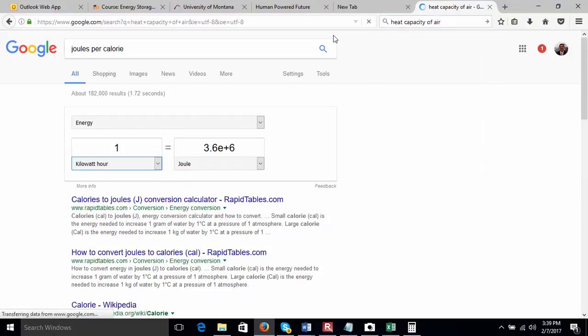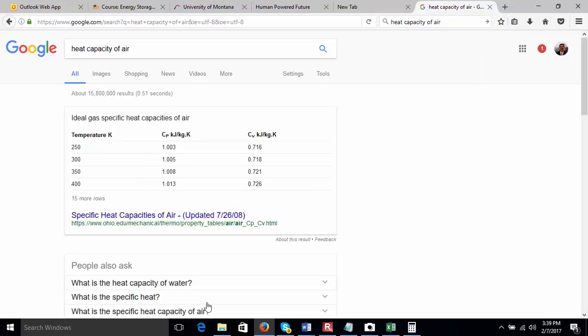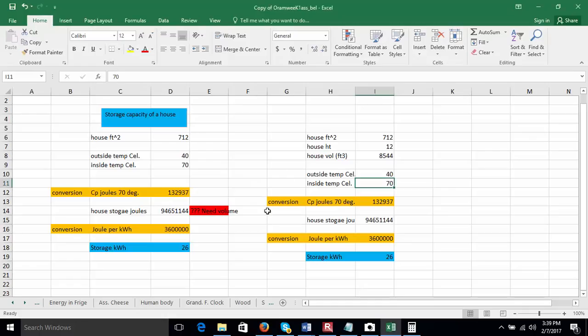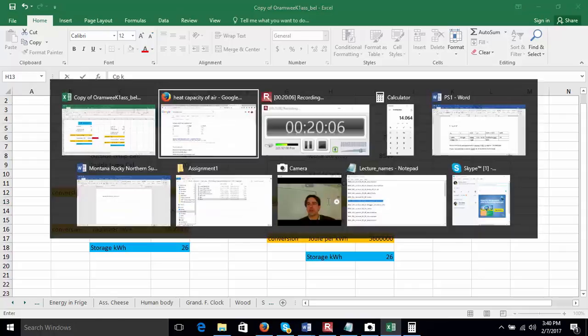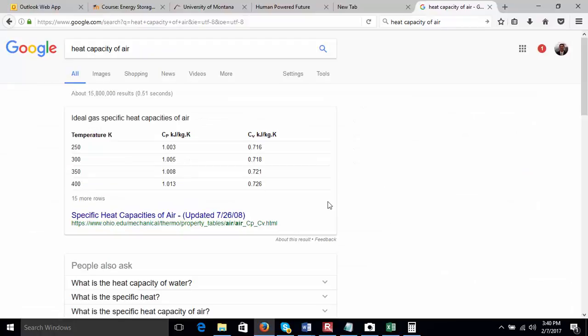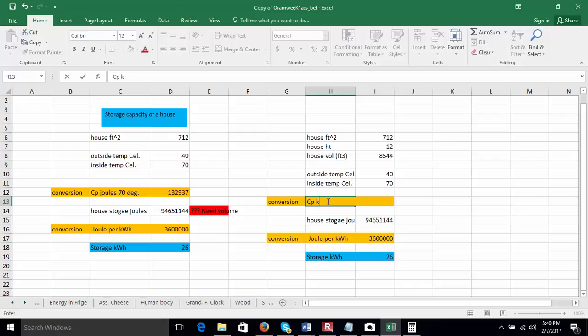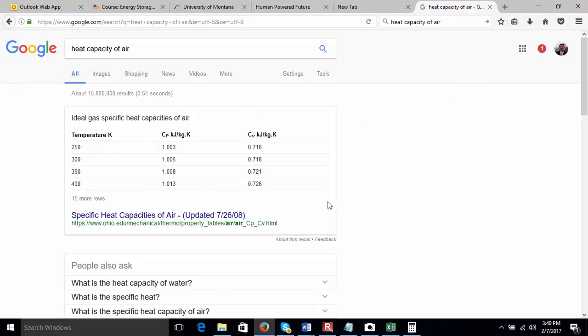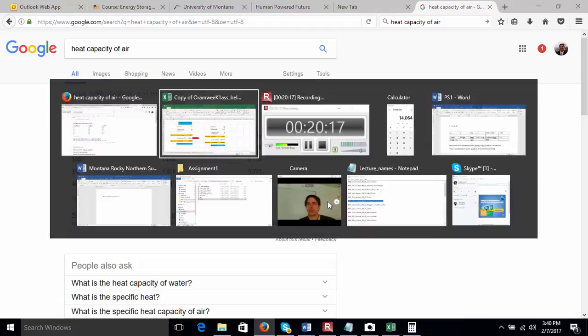I know it's, yeah, so if we do, this is kilojoules per kilogram Kelvin. So let's run it this way. C sub P, was it kilojoules per kilogram Kelvin? Yeah. Kilojoules per kilogram Kelvin. And let's just say 1.003.